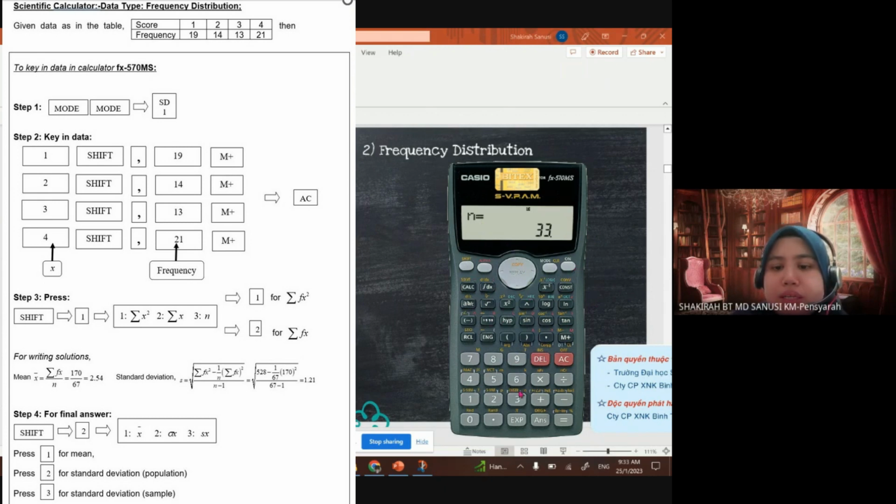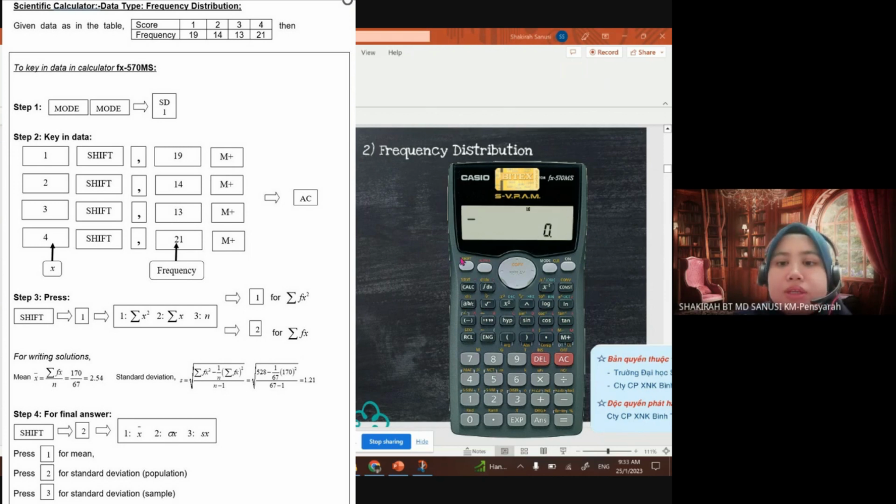Next we key in 3, Shift, comma, 13, and M plus. And then 4, Shift, comma, 21, and M plus. So you have your data here and press AC. So we complete our step 2.